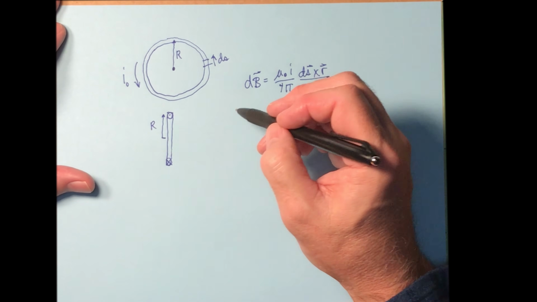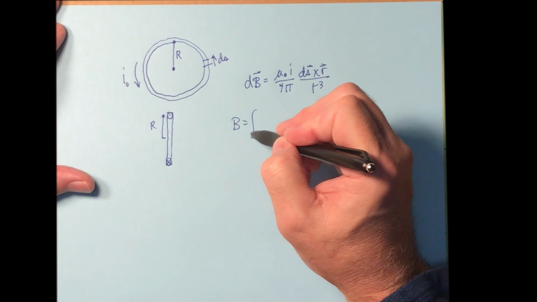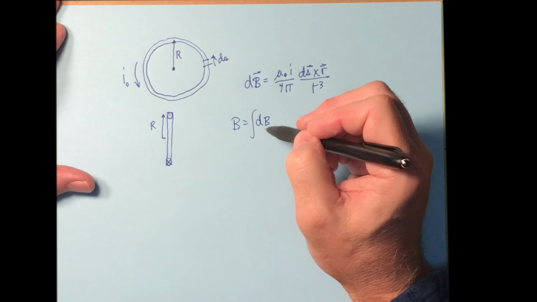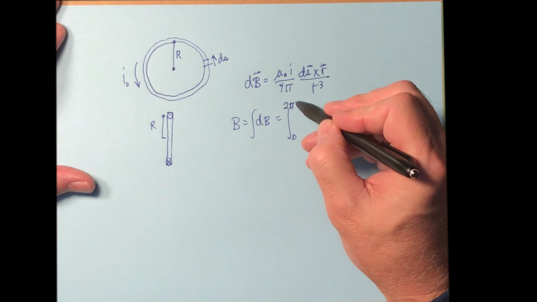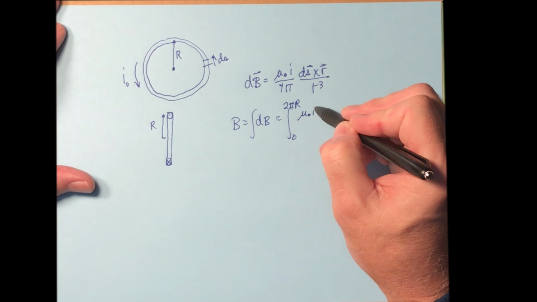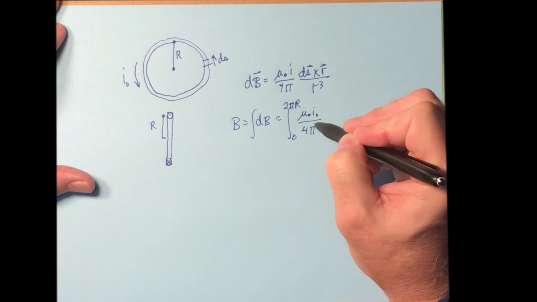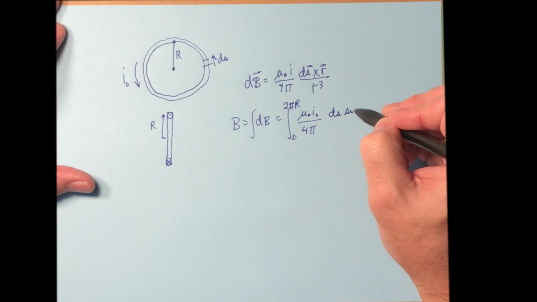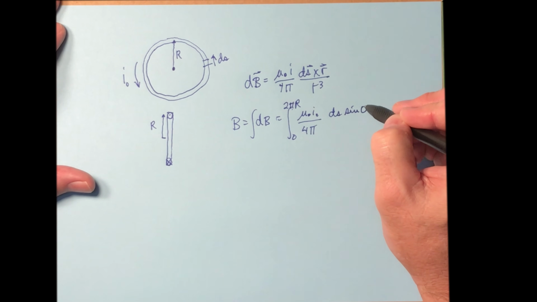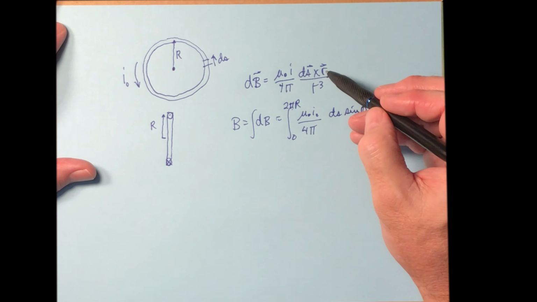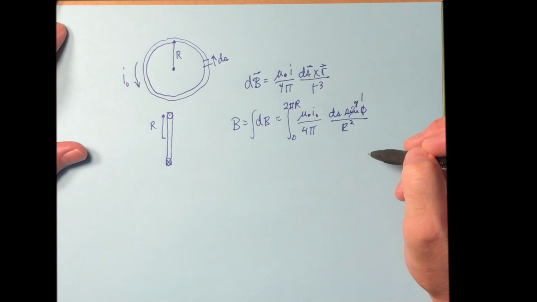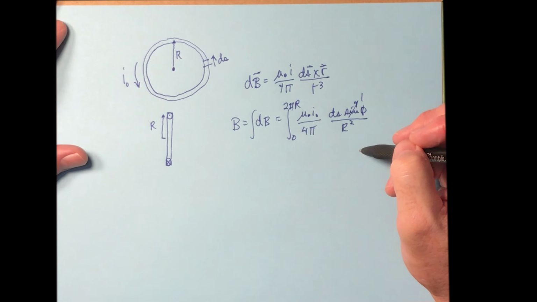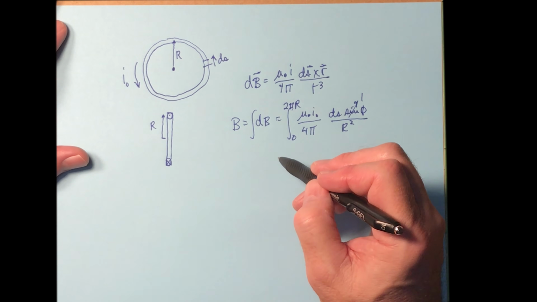Well, what you want is B, and that's going to be equal to the sum of the individual dBs here. And that's going to turn out to be the integral from 0 to 2 pi big R of mu naught I naught over 4 pi times ds sine of phi, and that's the angle between ds and little r. So this is going to end up being 1 over big R squared. Okay, so what does that boil down to?